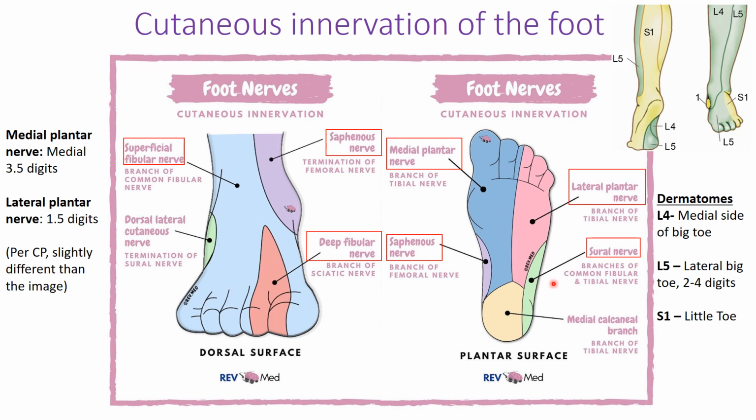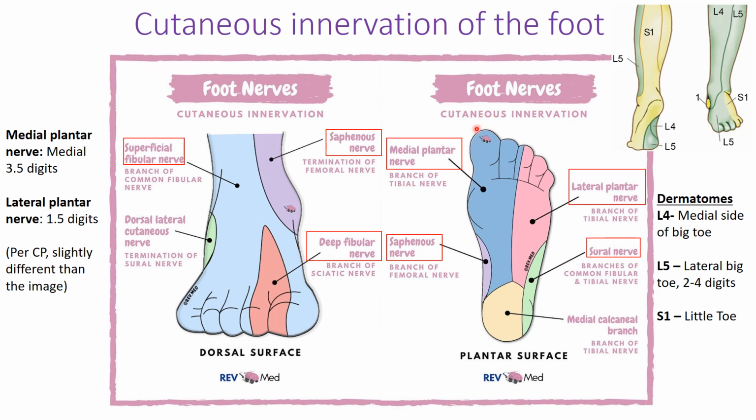Now, as you are well aware at this point, there is a difference between the nervous innervation, when we're talking about the specific nerves to their regions, and the dermatomes. The dermatomes of the foot are really what you need to know when you're looking at the toes. We're going to start with the L4 and then go to S1. L4 is going to be the medial side of the big toe. So we're going to split the big toe in half.